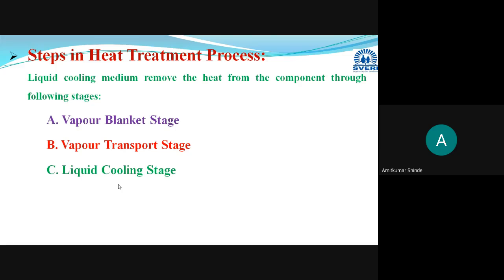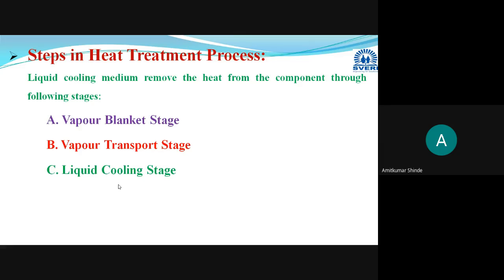In the next stage, the blanket formed around the component breaks and the component comes in direct contact with the liquid medium, and extraction of heat occurs. That liquid extracts the heat from the heated component and cooling takes place. Here the maximum rate of cooling is achieved. In the vapor blanket stage, the rate is lowest, as extraction does not occur. In the vapor transport stage, the blanket breaks, the component contacts the liquid medium, and heat extraction takes place.